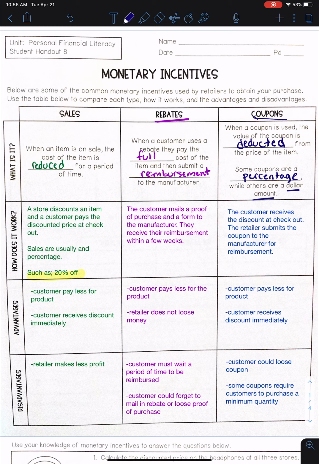Okay? So those are the 3 different types we're going to talk about. Sometimes if I say sales, I might say discount, rebates, and coupons. Those are the items we're going to talk about today.